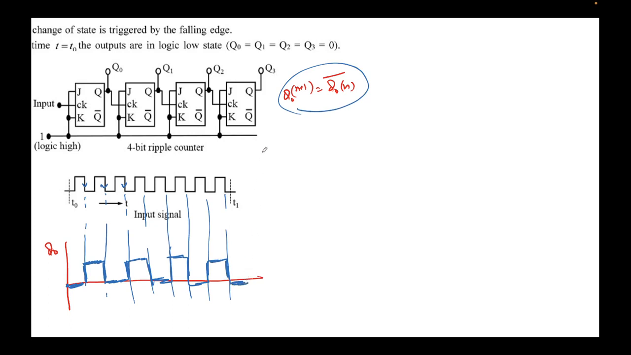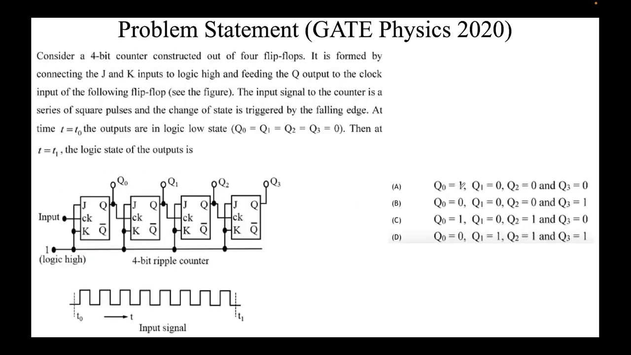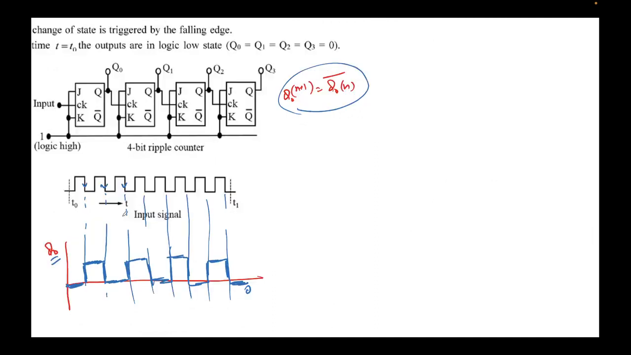So now we notice that at time t1, we are required to find the value of Q0 at time t1. So the value of Q0 at time t1 is 0. So we'll see the options. Q0 should be 0. So option A is eliminated. Option C is eliminated. So either it's B or D. Okay. So now let's calculate the value of Q1, right?